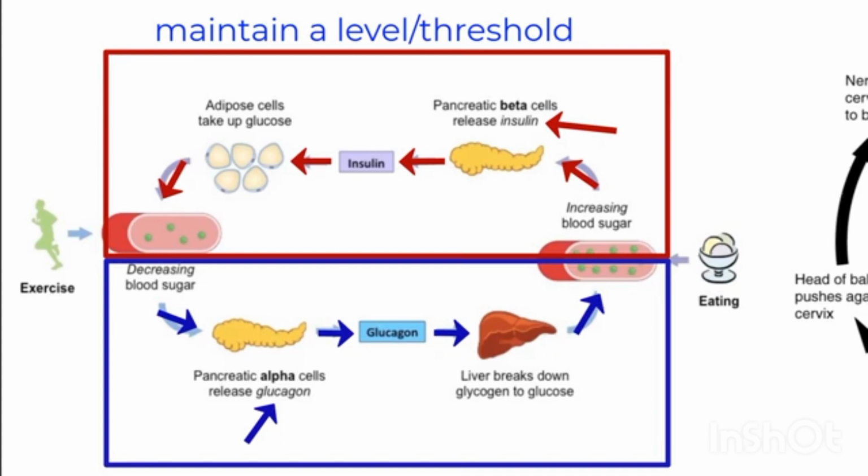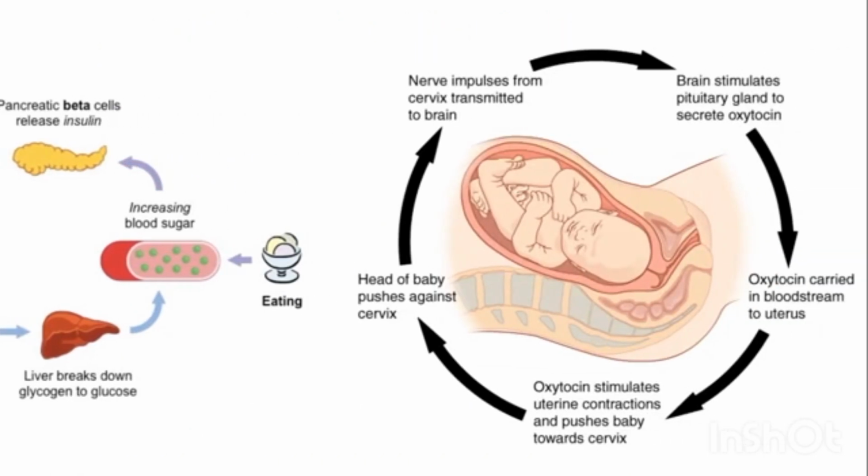But we also have positive feedback, which is much different. In positive feedback, the body is not concerned about maintaining balance, but rather continuing to change something until a final action takes place. This could mean increasing hormones or decreasing hormones until a change is made.